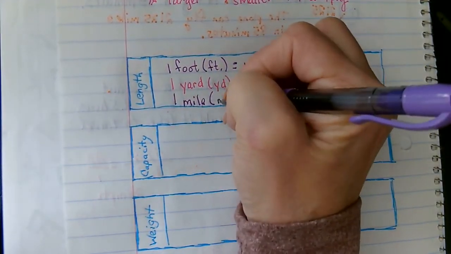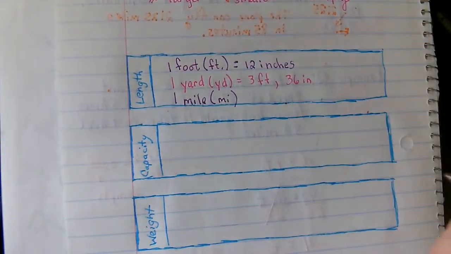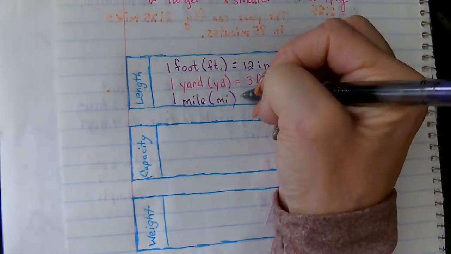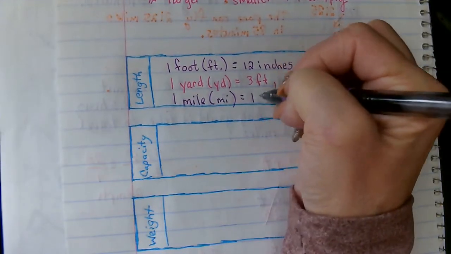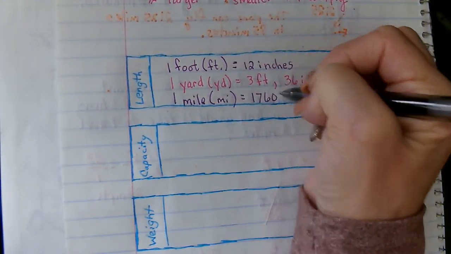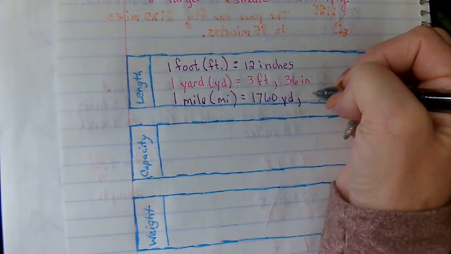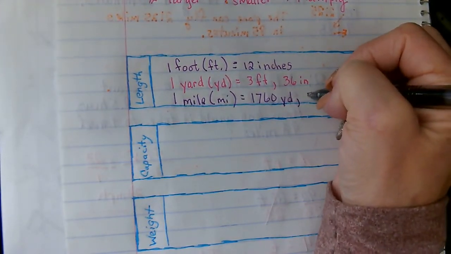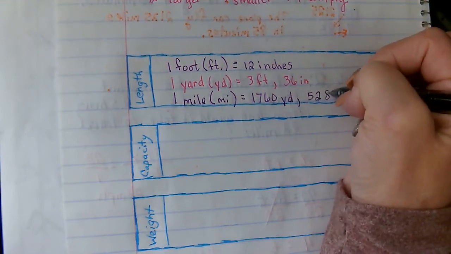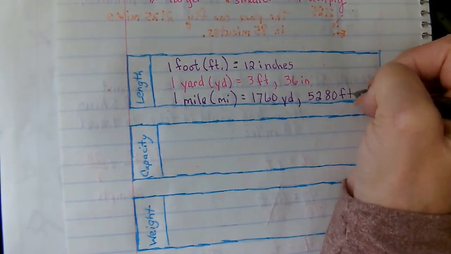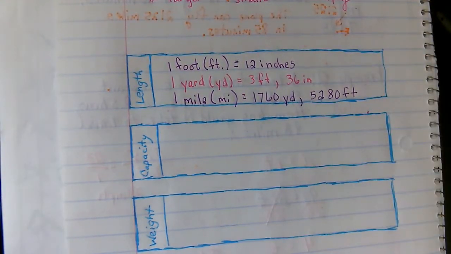Now let's go on to the next one, which is 1 mile. And miles abbreviated just MI. Don't do M because that means something else. And that equals, get this, 1,760 yards, comma, or, and this is the one you're going to have to learn because it's used a lot, 5,280 feet. Okay?